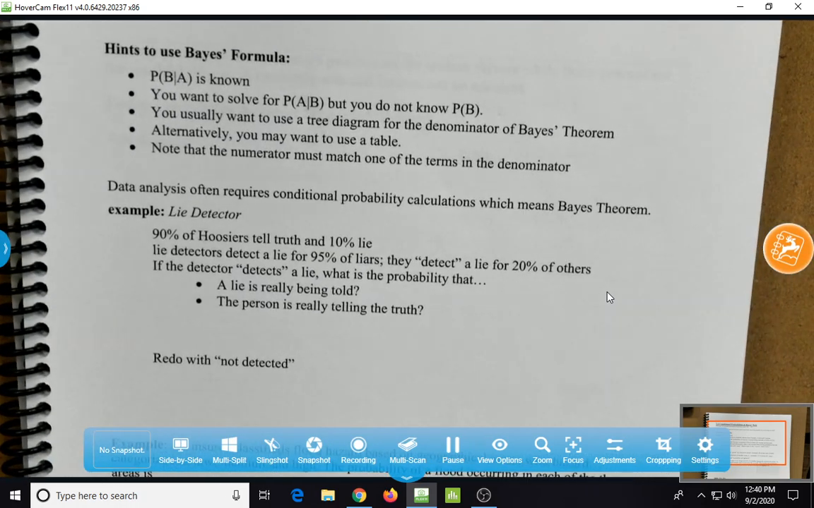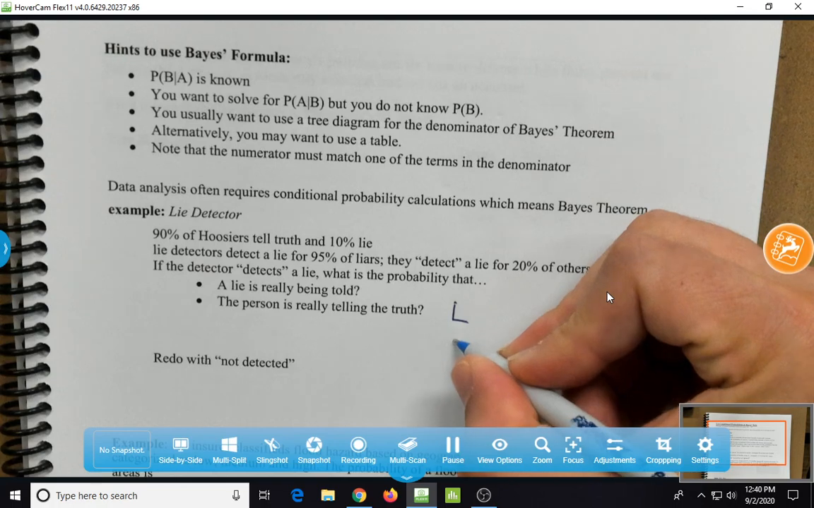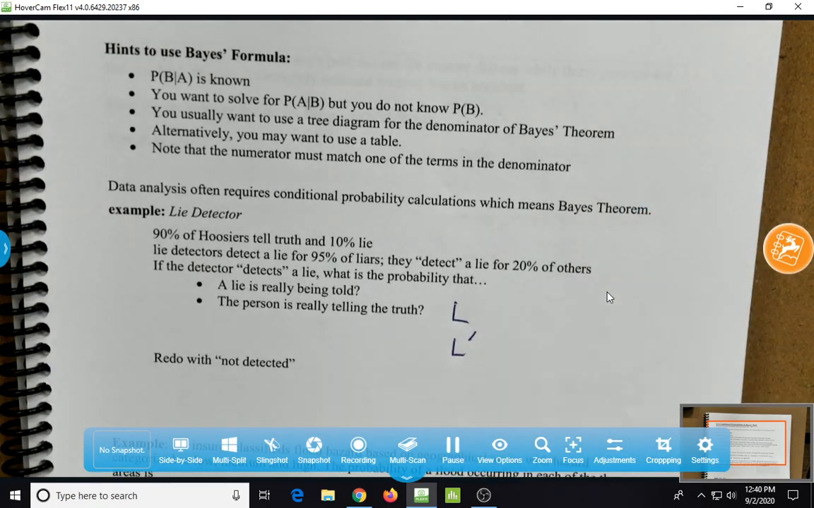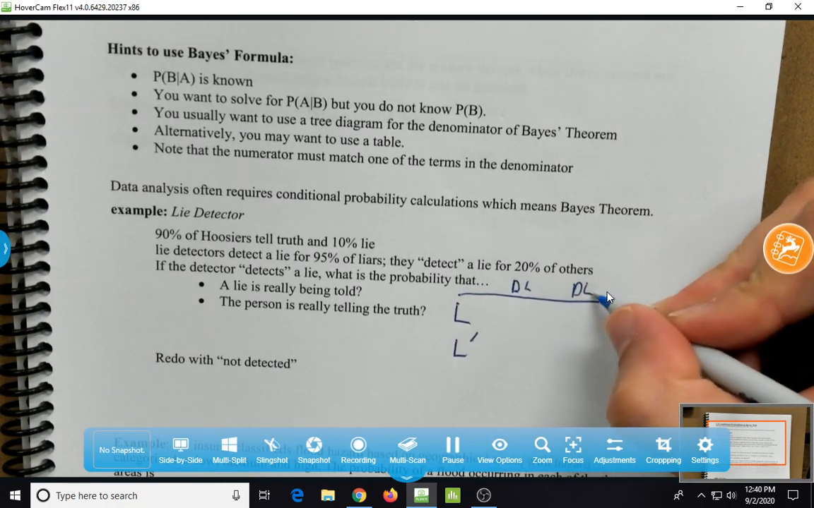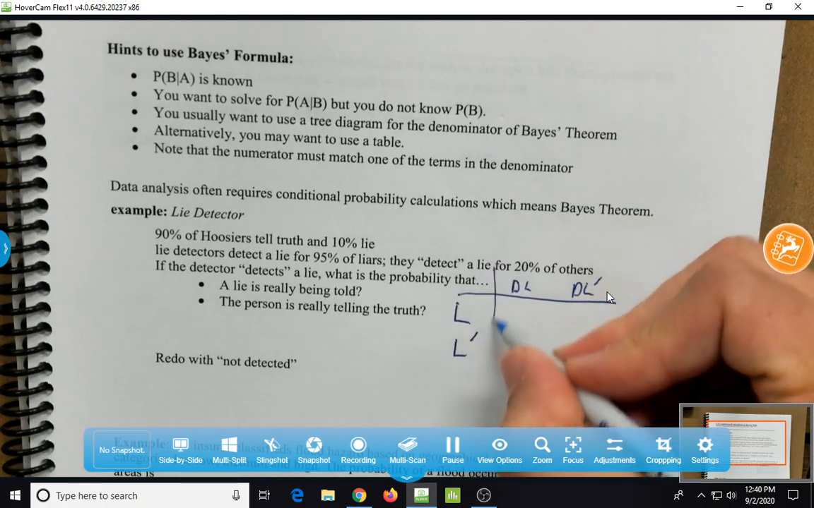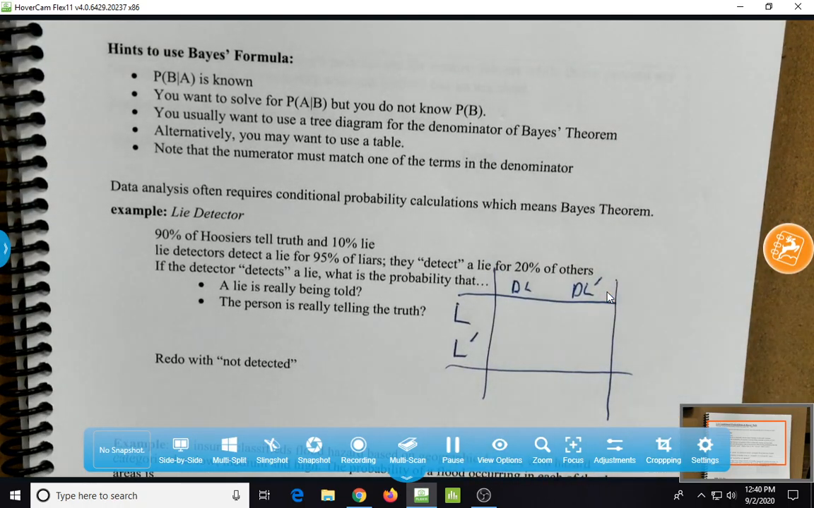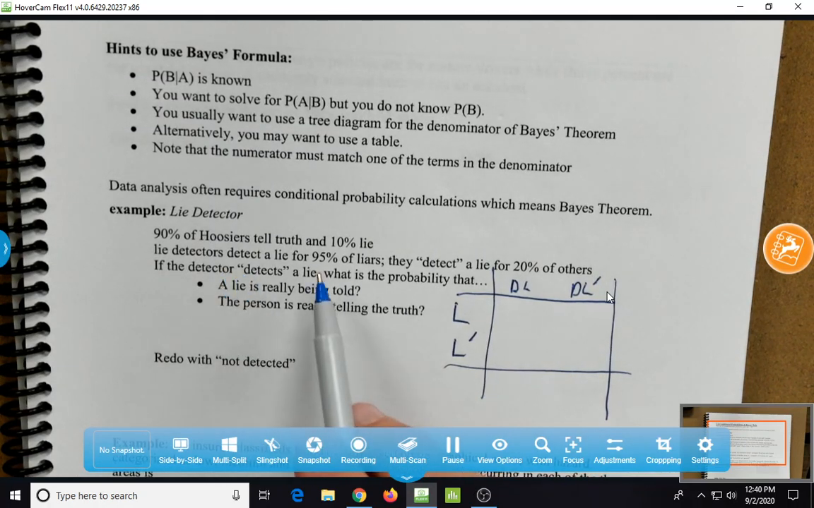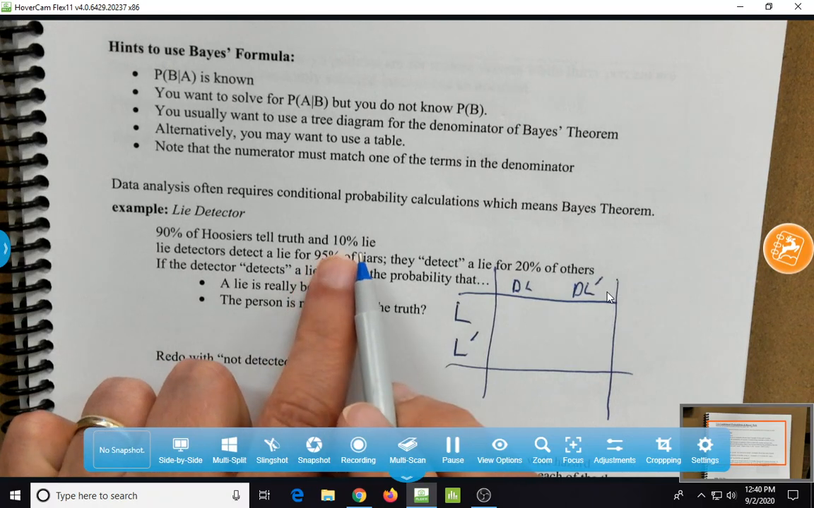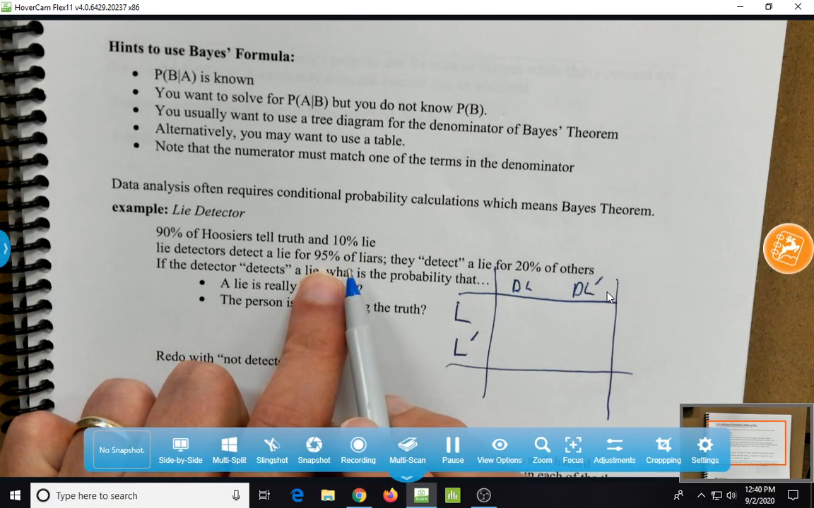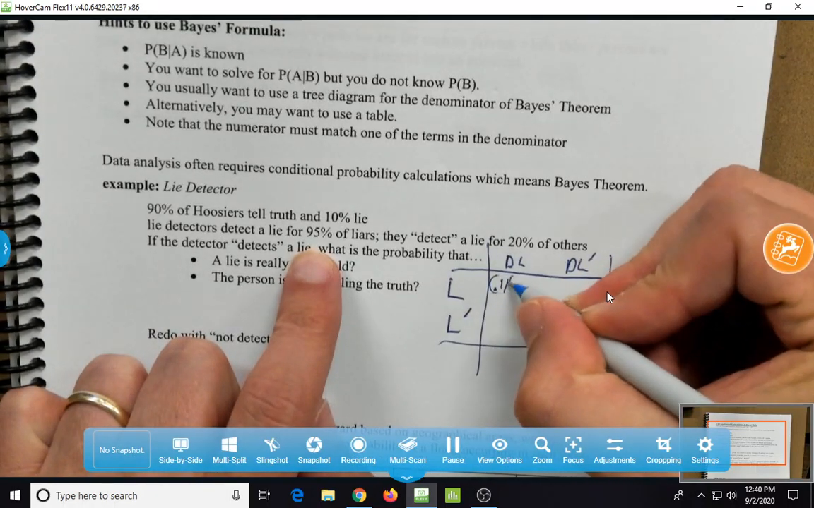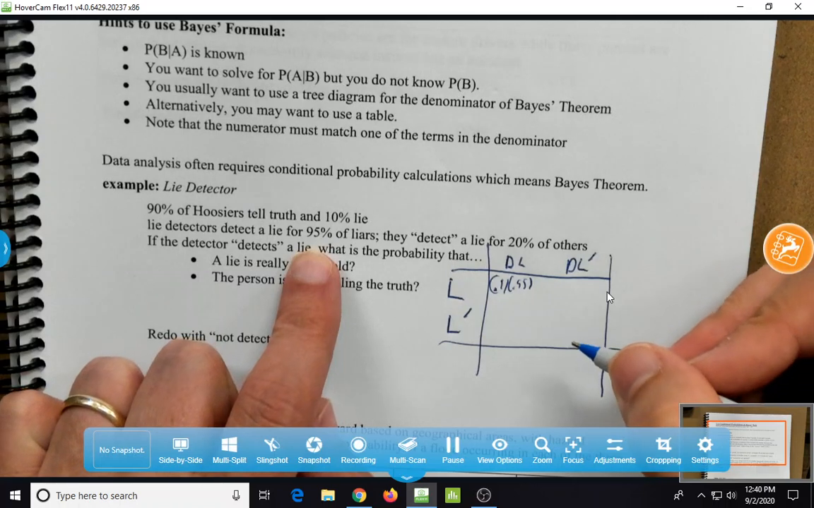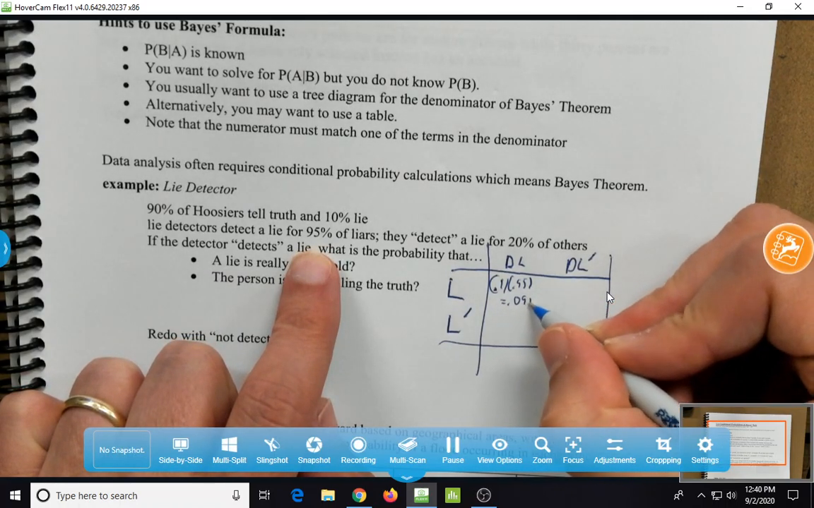Let's do a table first. So here we have a liar or not a liar, and the detector either detects a lie or it doesn't. What I know is that 90% of people tell the truth, 10% lie, and it detects 95% of the liars. So what I would do is take 0.1 times 0.95, and that gives me 0.095.